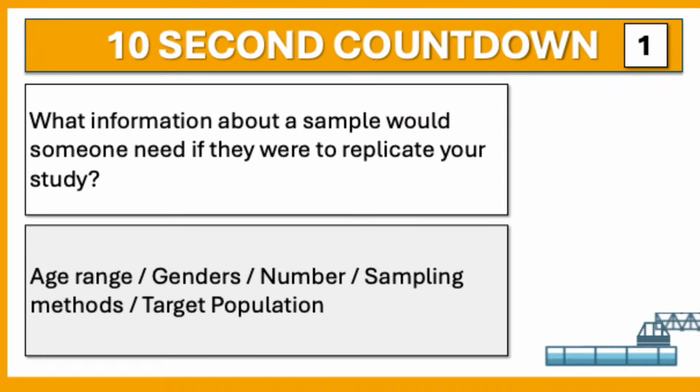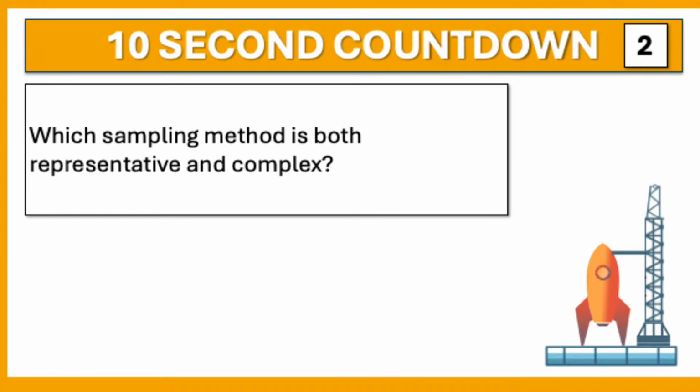So we're going to think about sampling method now on the next question. You know about various sampling methods, but which sampling method is representative, but also complex to do? Have a think about this one. It's a sampling method that's likely to give you a representative sample, or maybe more likely than some of them, but it's also quite complex.